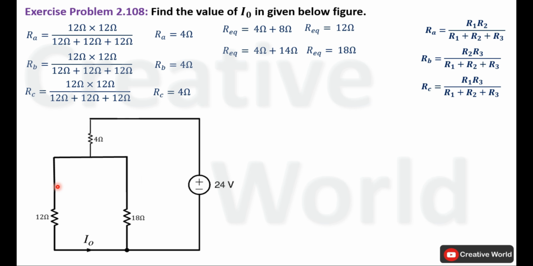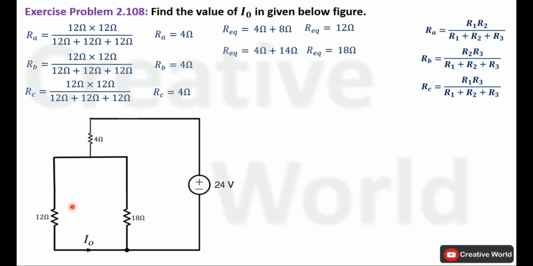In order to calculate current through this branch, first we should have total supplied current. If we know the value of total supplied current coming on this node, we will apply current divider rule to calculate current through this branch. But before that, we have to find total supplied current through this network.